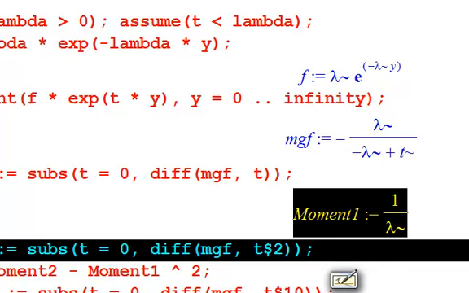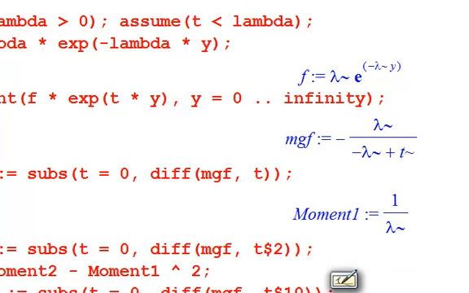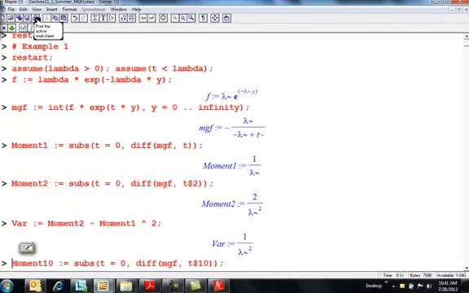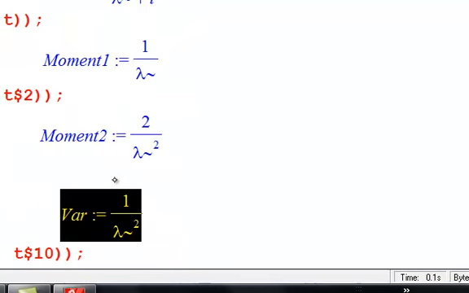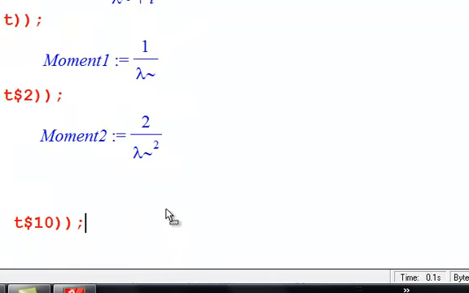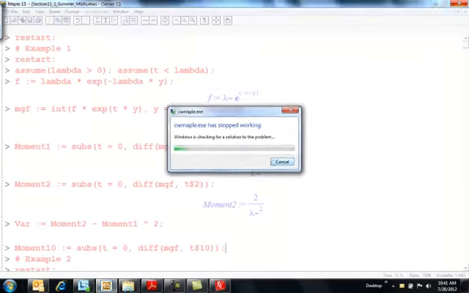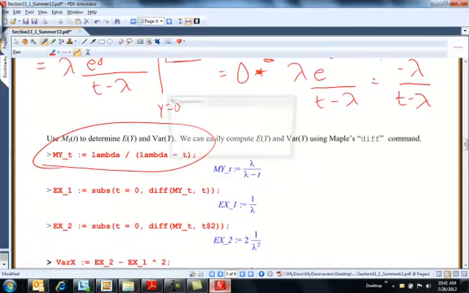I can find the second moment. Remember, that's not the variance, that's just the second moment. And then the variance is the second moment minus the first moment squared, and this is what you get. So, oh, I guess right here all I'm just showing you is we could take the 10th moment. Looks like I'm going to crash that, so let's just put cancel and go back to that.